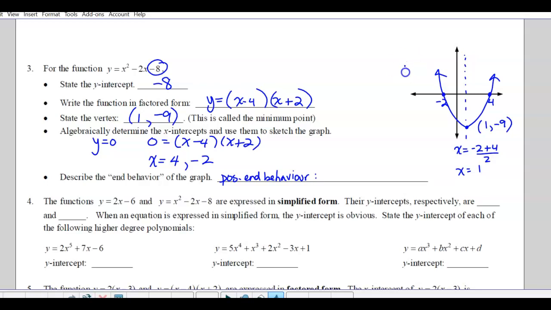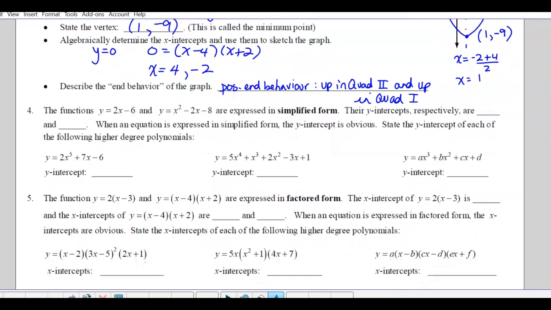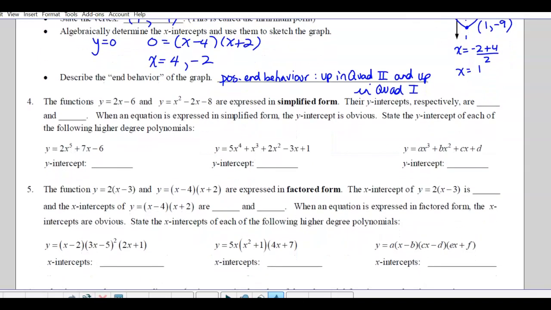So this is quadrant 2. This is quadrant 1. So we would say up in quadrant 2 and up in quadrant 1. Okay, so it's hands up, right? It's a U shape. It's a parabola.